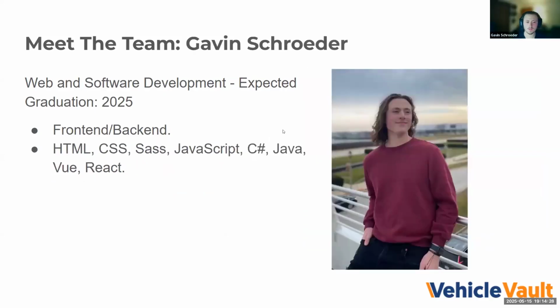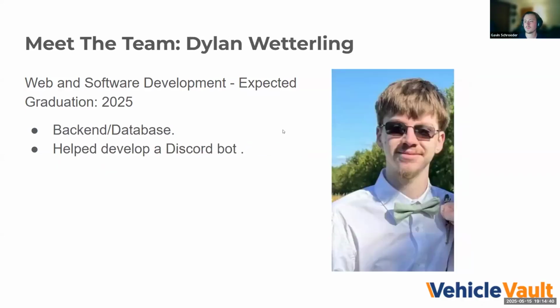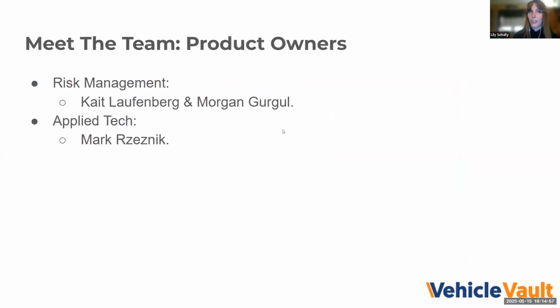I am Gavin. I work mostly with the front end and the back end, kind of a little bit of everywhere for this project. And I also just listed some skill sets that we're using along this project as well. All right, I'm Dylan. I mostly work with the backend and the database for this project. And then I have also helped develop a Discord bot that is currently in 400 plus different Discord servers. All right. And then for our product owners, we have from risk management, Kate Laufenberg and Morgan Gergel. And I know they're both in here right now, and I'm not sure if Mark is, but we also have Mark Resnick from Applied Tech.